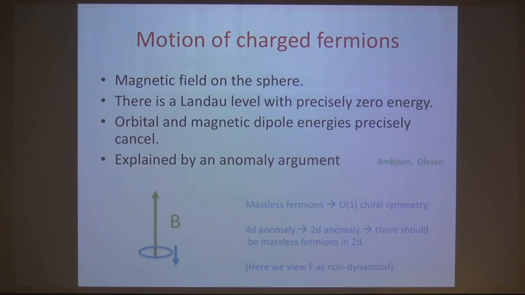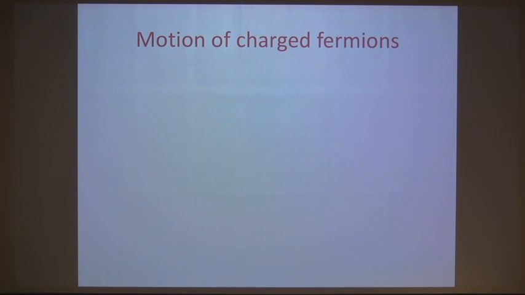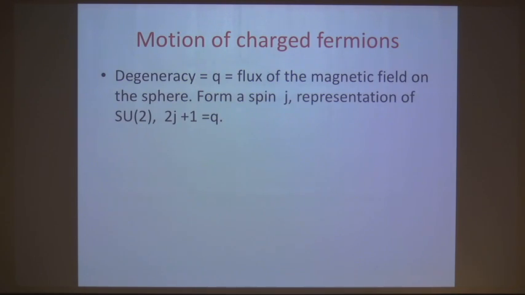This can be explained also by an anomaly argument. Of course, you can find it by solving the equation, but you can say that you start with massless fermions, which have a U(1) chiral symmetry, and then the 4D anomaly reduces to a 2D anomaly in two directions. One is the direction along the magnetic field, and there is a time direction, and so there should be massless fermions along those two dimensions. This lowest Landau level has a degeneracy equal to Q. Q is the flux of the magnetic field on the sphere. And they also form a spin J representation, which has dimension Q under the SU(2) rotation symmetry of the sphere.